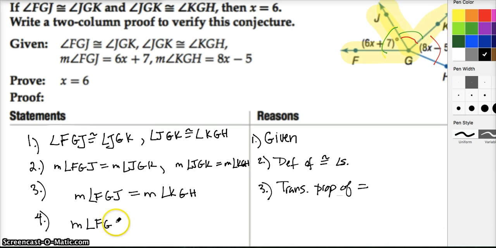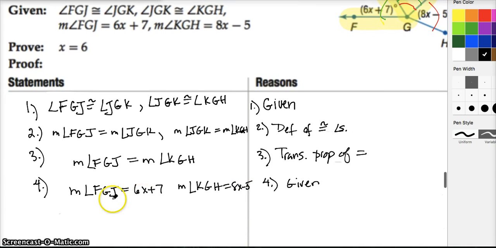So now I'm going to put down this other bit of information that I have from my given about the measures of these two angles that are important to me. Okay, so I put that down, and the reasoning behind it is simple. It was given. And I like placing it here because now I kind of have a gotcha moment. Now I can say that 6x plus 7 is equal to 8x minus 5. How can I say that?